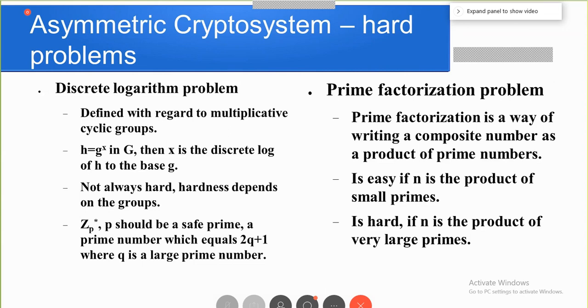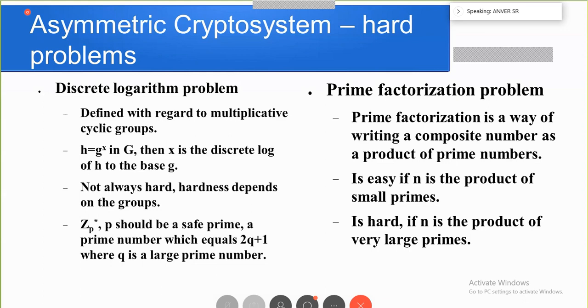And what is meant by a safe prime? That is a prime number which equals 2q plus 1, where q is a large prime number. That is the condition for being a safe prime. And the discrete logarithm problem becomes a hard problem only in ZP star, where P is a safe prime.